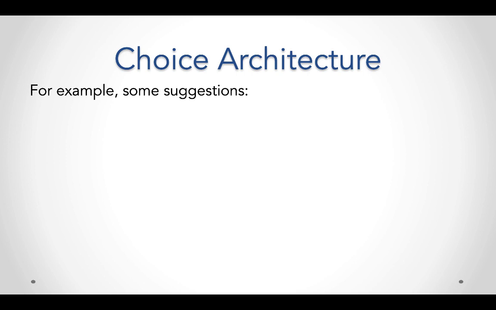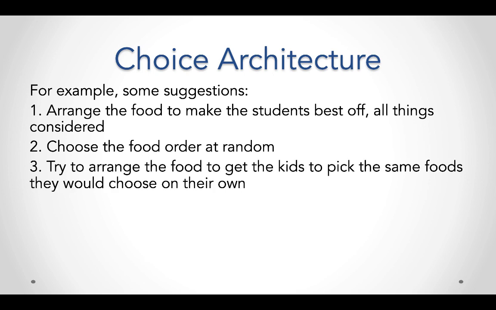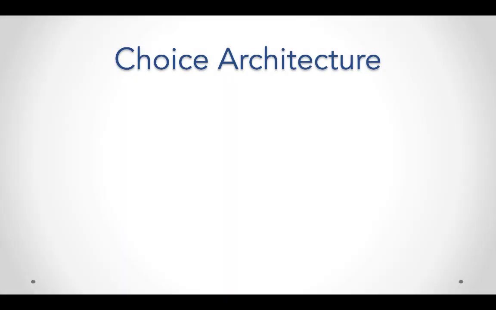So, some suggestions that we can throw in: arrange the food to make the students best off, all things considered, right? Choose the food order at random. Try to arrange the food to get the kids to pick the same foods they would choose on their own, right? Maximize the sales of the items from the suppliers that are willing to offer you the largest bribes. And maximize profits, period, because at the end of the day, the cafeteria and the school is still a business, right? And they need to make profits. So there are some suggestions, 1, 2, 3, 4, 5. You might have others, throw them in if you think of any.